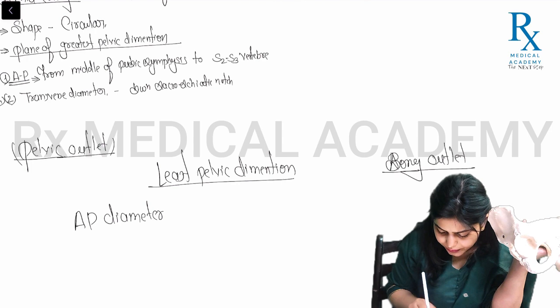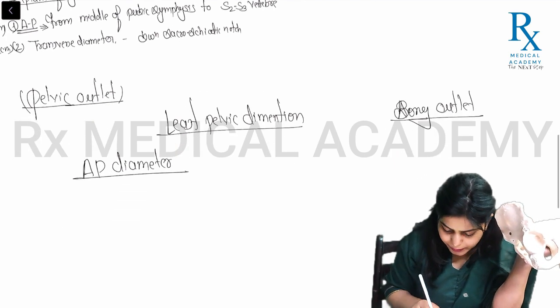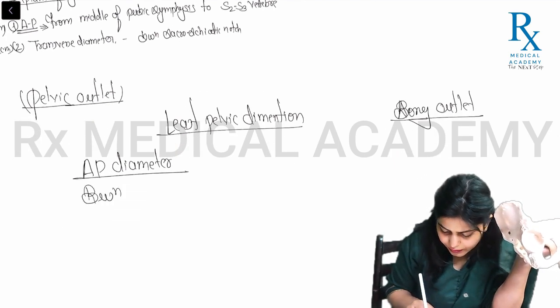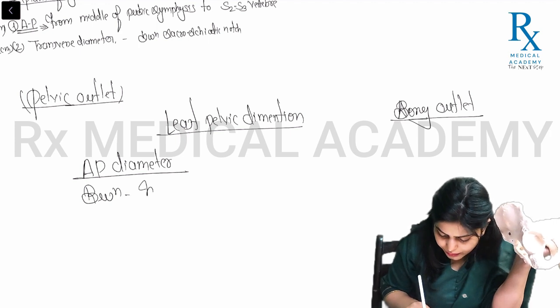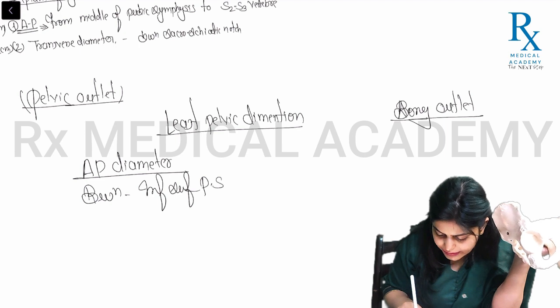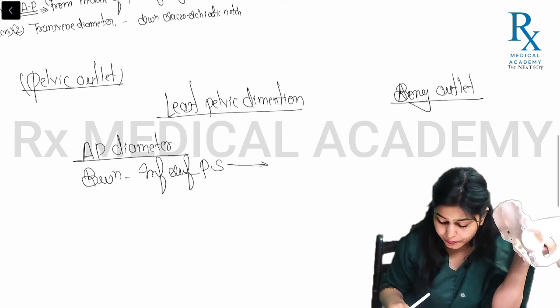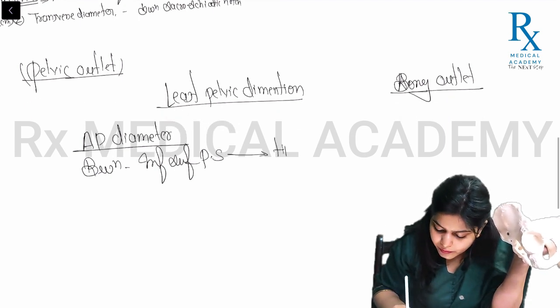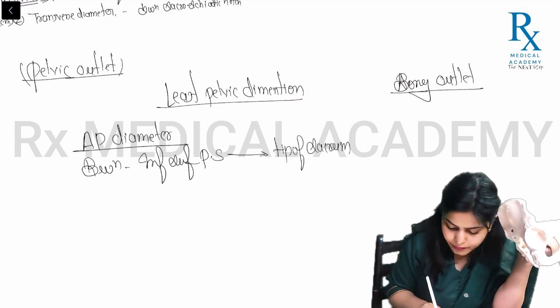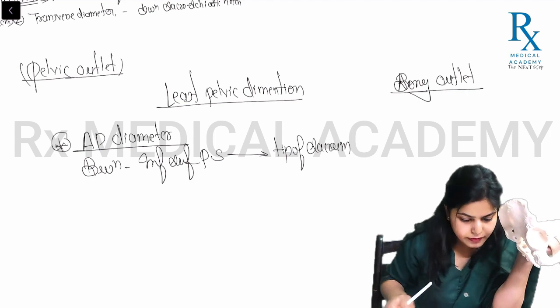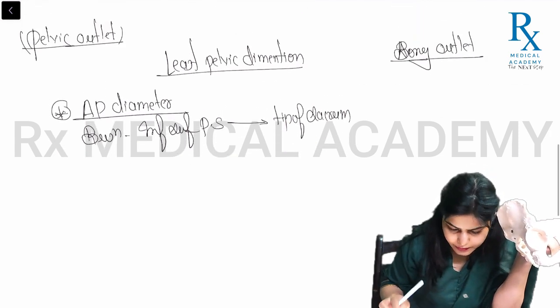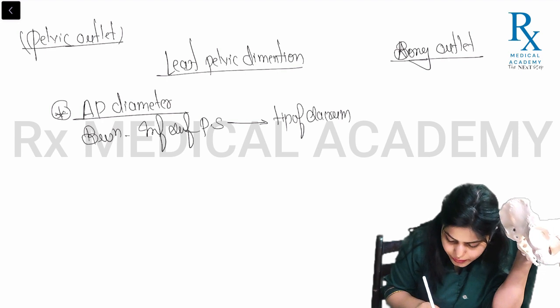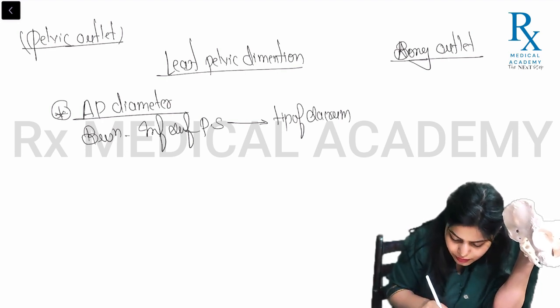Diameter is between inferior surface of pubic symphysis to tip of sacrum, which is around 11 centimeter.